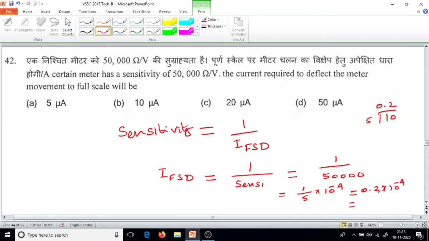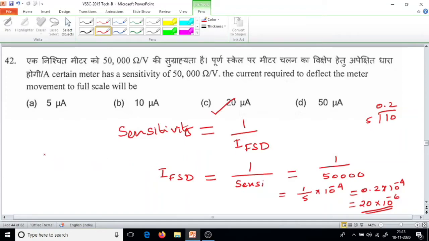This I can write by multiplying by 100: I get 20 into 10 to the power minus 6. That is 20 microamps.